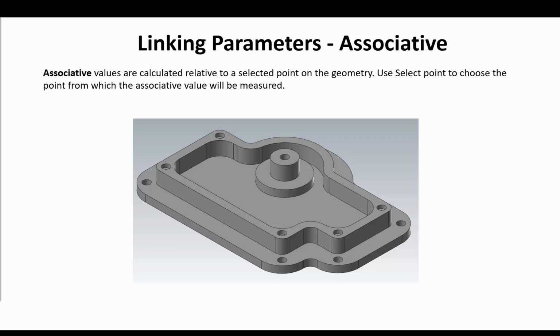The associative values are calculated relative to a selected point from the geometry. You can use select point to go back to the graphics window and select a point from which the associative value will be measured. This setting is used mostly to reduce unnecessary rapid motion. For example, if some holes in the operation are at a lower step already machined, you do not want to feed the tool from Z0 to reach the holes. Rather, you want to rapid the tool to just above the hole and then feed from that level to the depth.